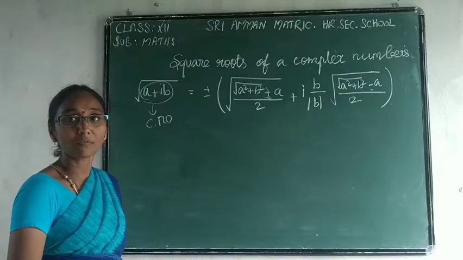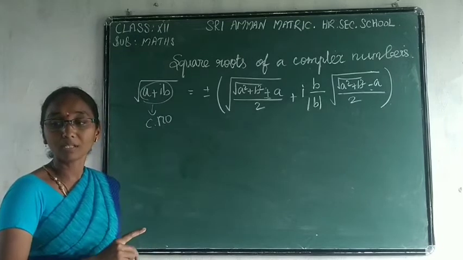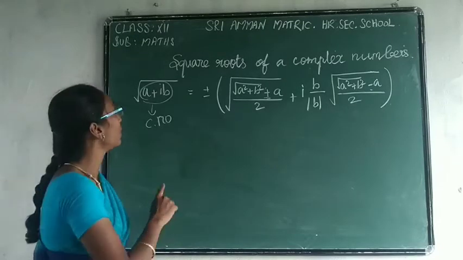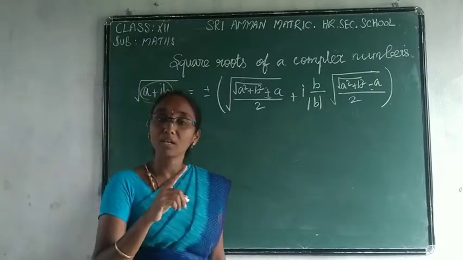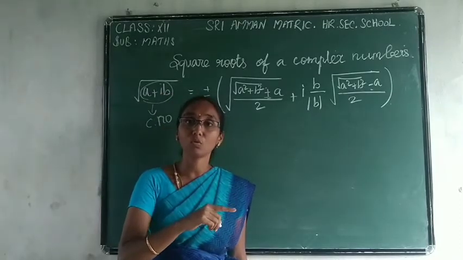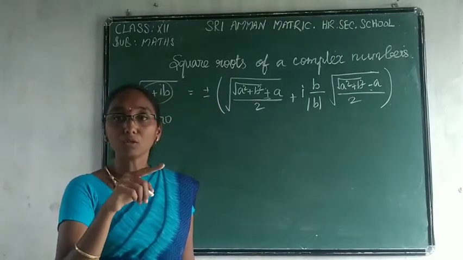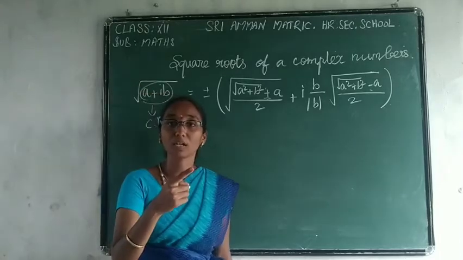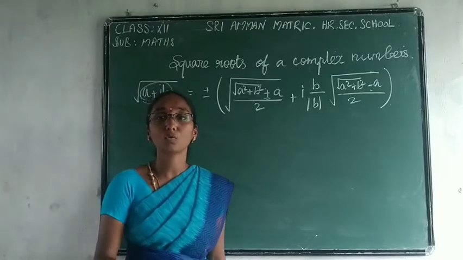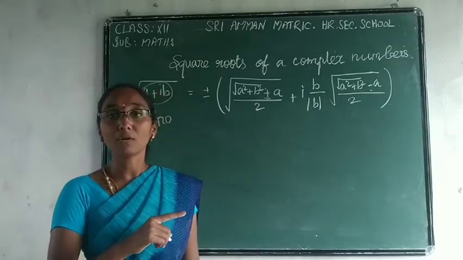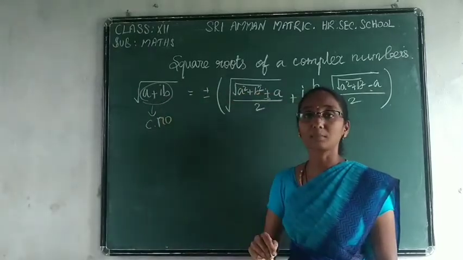Okay, do you understand the formula for the square root of a complex number? It is root of (root of a square plus b square plus a) divided by 2, plus i b divided by mod b into root of (root of a square plus b square minus a) divided by 2. Okay, this is the formula to find the square root of a complex number.